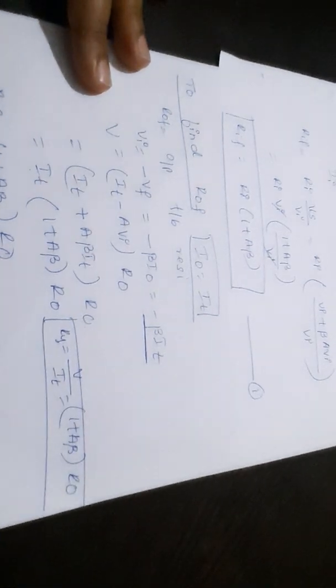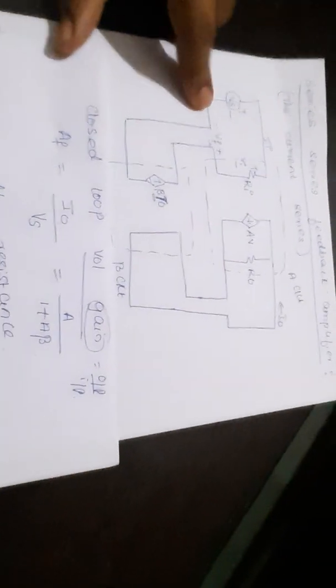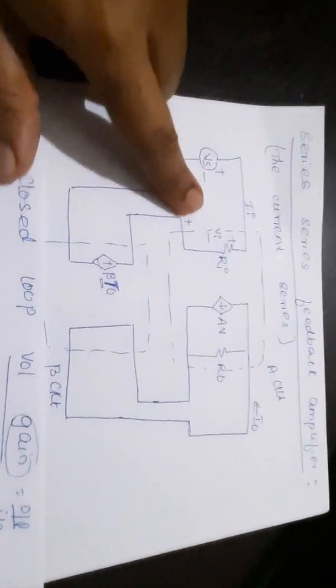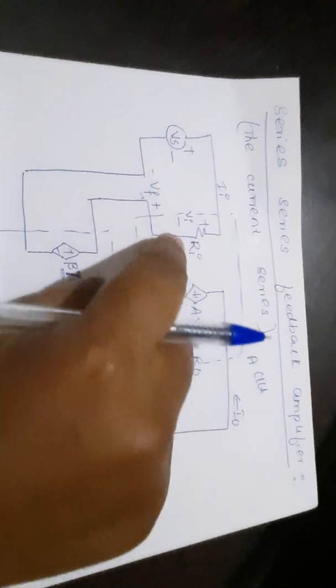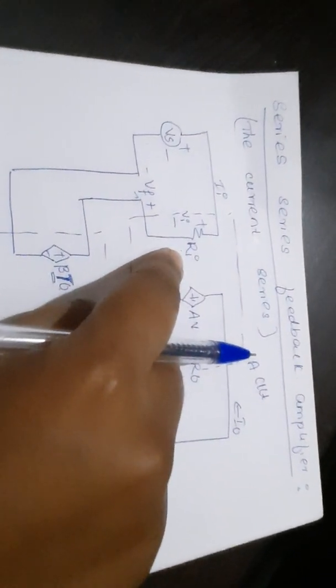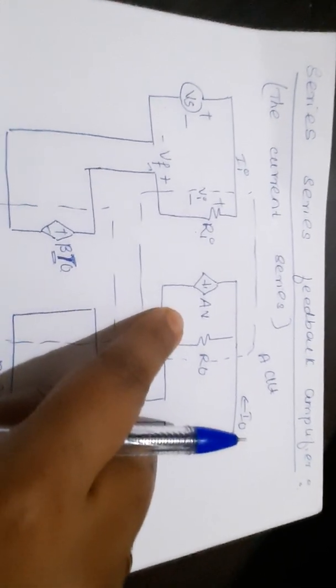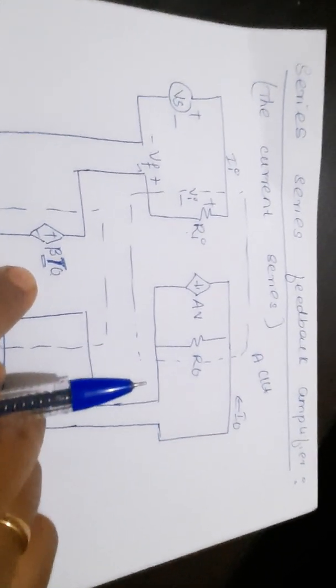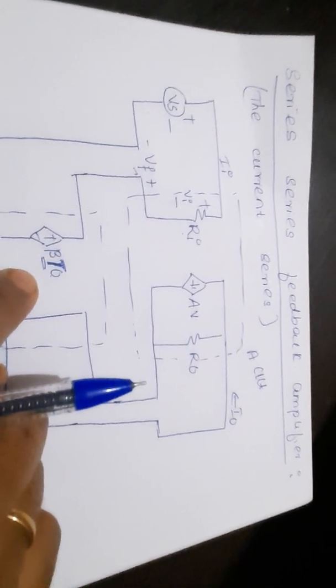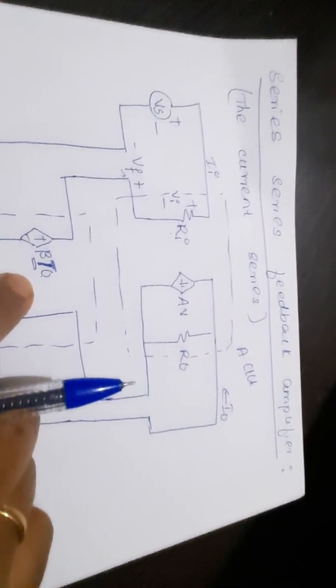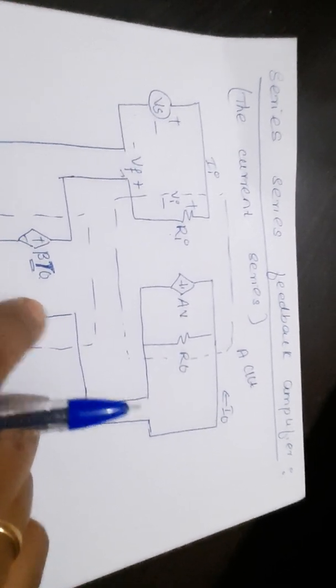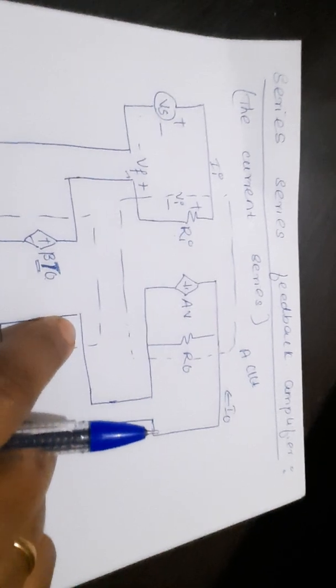I'll repeat. To find the input feedback resistance, the steps are with respect to this diagram. RIF becomes Vs divided by II, and II becomes Vi upon Ri. Now we find the value of Vs. Vs is Vi plus beta into I naught, and I naught is A Vi. Simplifying, we get RIF equal to Ri into bracket 1 plus A beta. To find the output feedback resistance, output current I naught should be given as some test current IT.